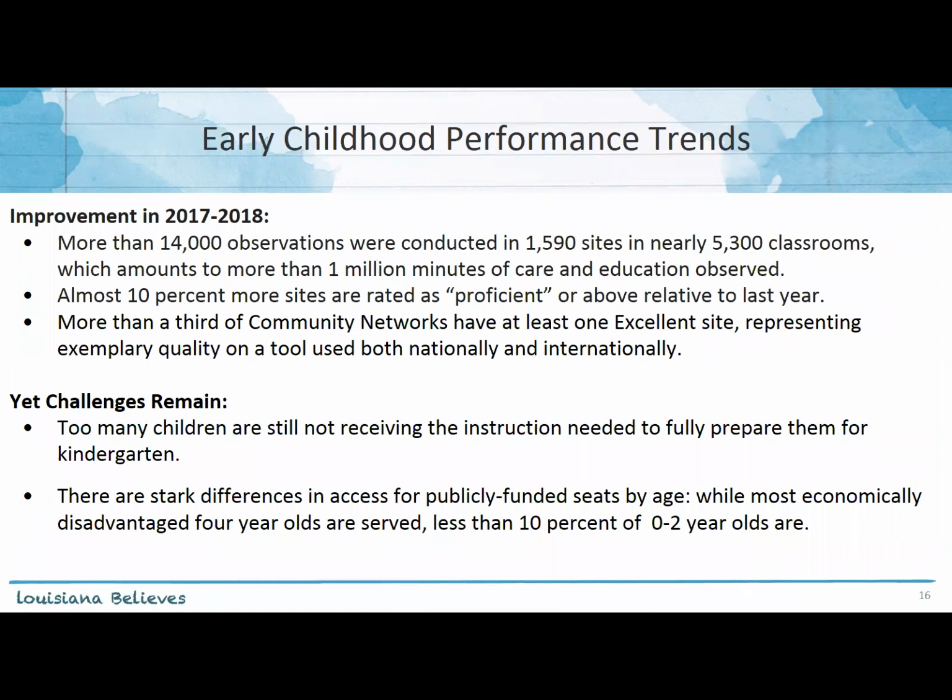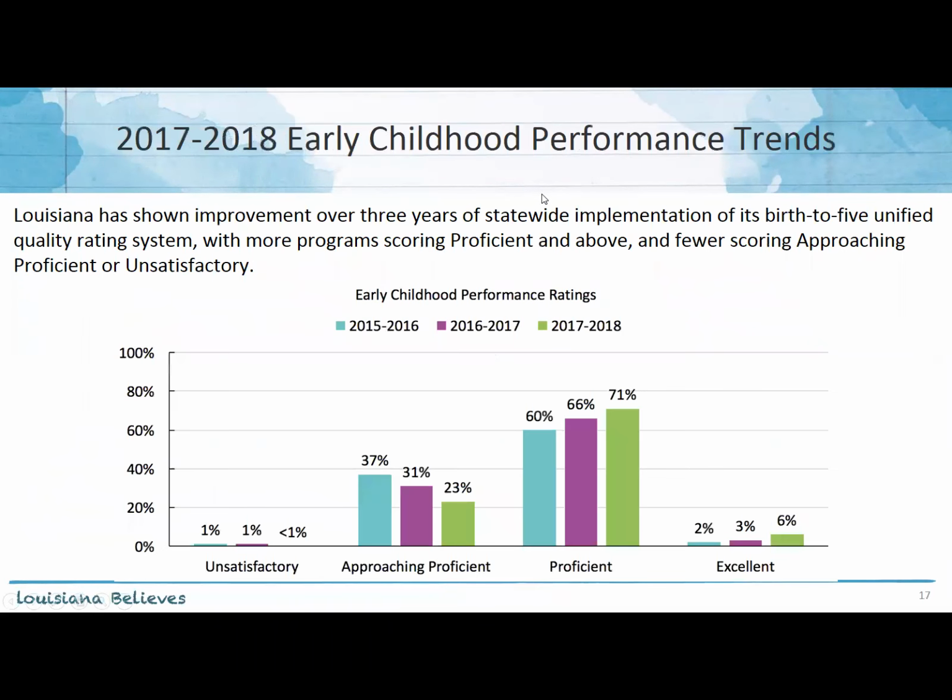We have too many students that are not receiving the instruction needed to fully prepare them for kindergarten, and there are differences in access for publicly funded seats by age. Louisiana has shown improvement over 3 years of statewide implementation of its Birth to 5 unified quality rating system, with more programs scoring proficient and above and fewer scoring approaching proficient or unsatisfactory.